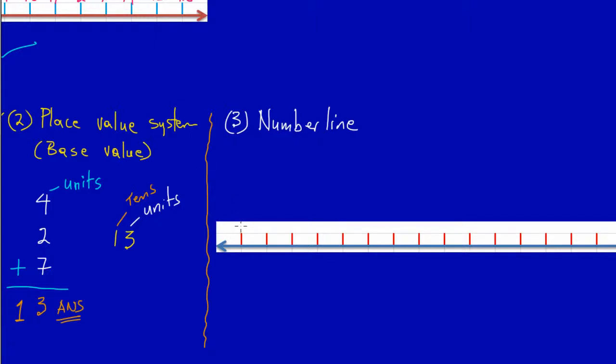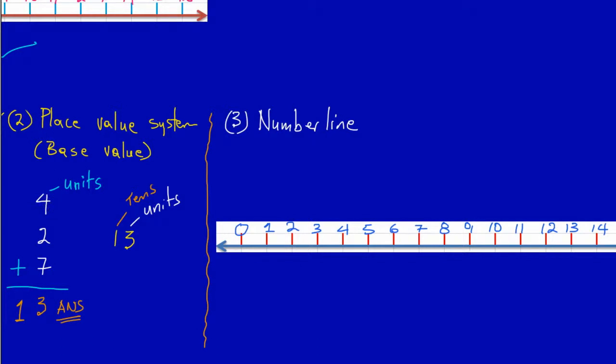Let me quickly write on my number line these values. The first one would be my origin, so there I would have a 0, then 1, 2, 3, 4, then 5, 6, 7, 8, 9, 10, 11, 12, 13, and I would have a 14 right there.